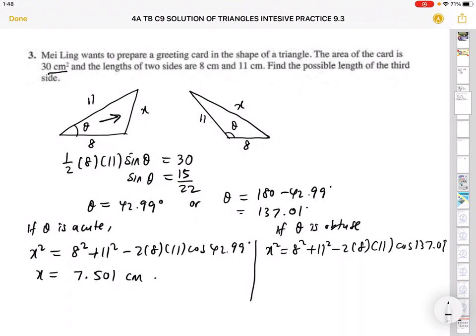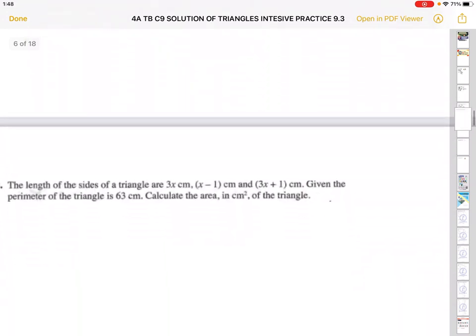Again, use your calculator, square root it. I've got 17.713 cm. All right, it's not difficult, right? Moving on. Next question, question number 4.